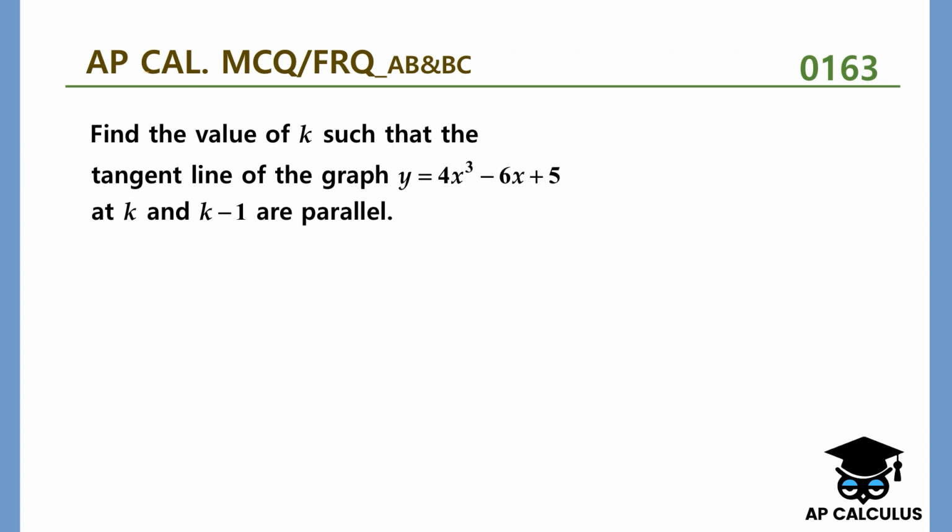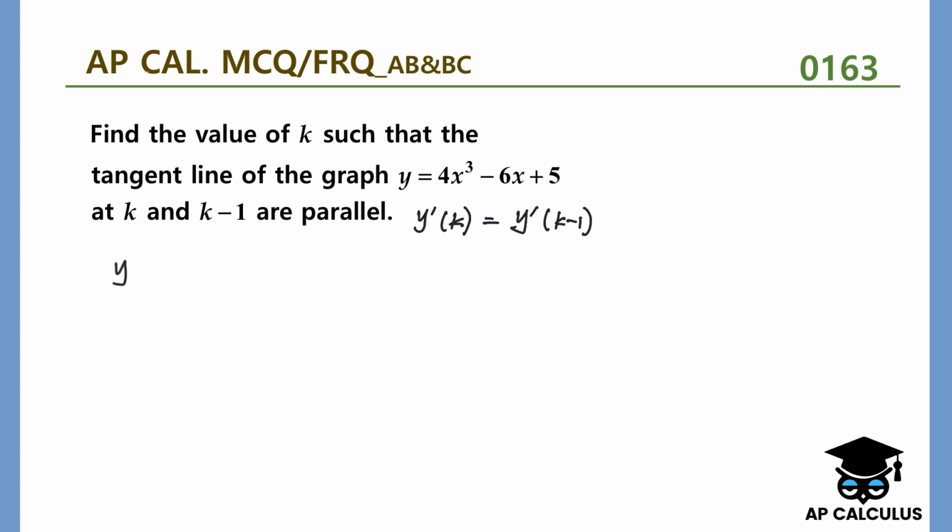Question 163. Find the value of k such that the tangent lines of the graph of y at k and k minus 1 are parallel. If two tangent lines are parallel, then the slopes are equal to each other, right? So we can write y prime, which is the slope of the graph of y, at k is equal to the slope at k minus 1. They are equal to each other, right?